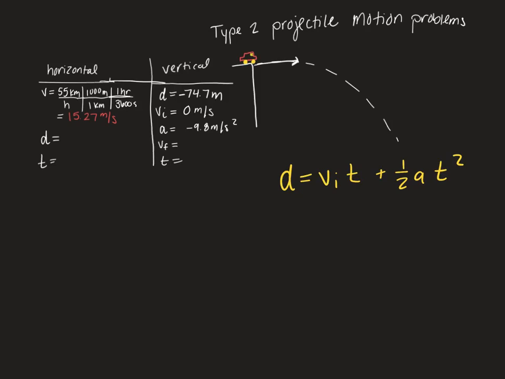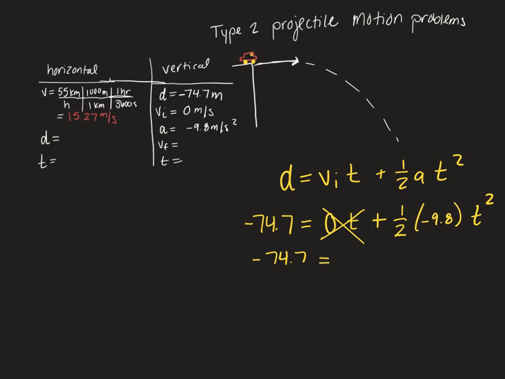Right, so we're going to use that to solve for time. So we know that our distance is negative 74.7. And then initial velocity times time plus 1/2 times negative 9.8 t squared. Oh, that should be a plus sign. Sorry. Right, so 0 times anything is going to cancel out. So then we have negative 74.7 is 1/2 times negative 9.8, which is negative 4.9, and then t squared. So for this one, we can just divide by 4.9.